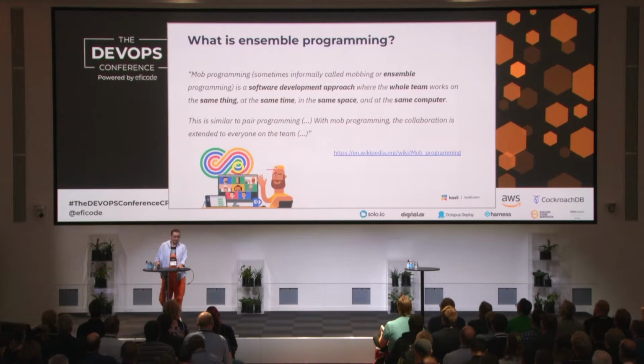What is Ensemble programming then? According to Wikipedia, it's a software development approach where the whole team works on the same thing at the same time, in the same space, at the same computer, which is not exactly possible if you work remotely, but actually when we use online meetings like Google Meet or Zoom, I think it works even better. It's very equal. Each one of us is on a separate computer, and it works pretty well.